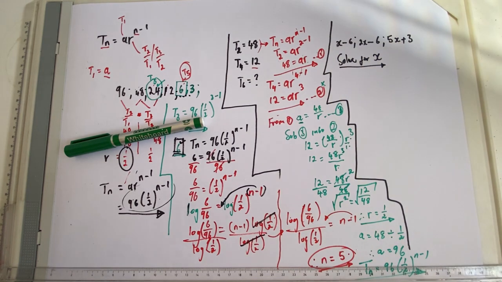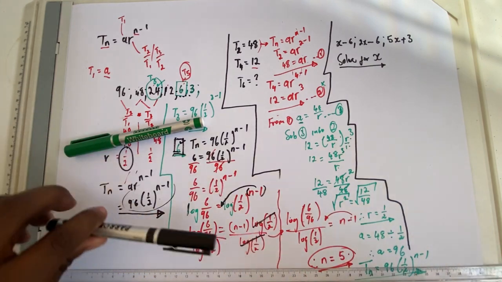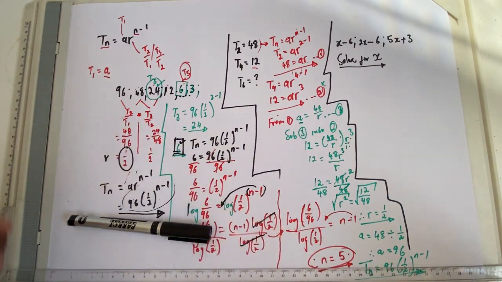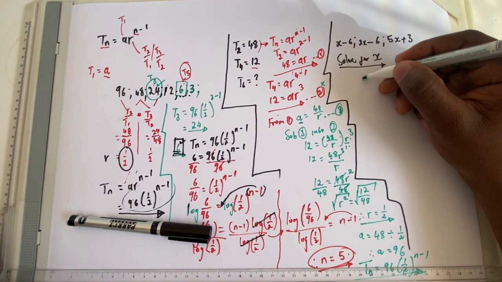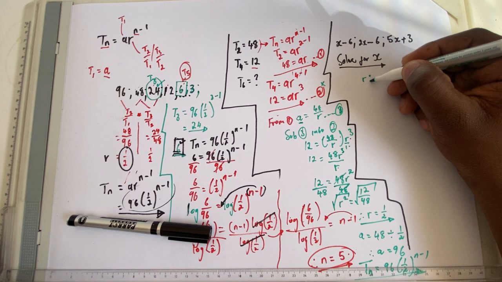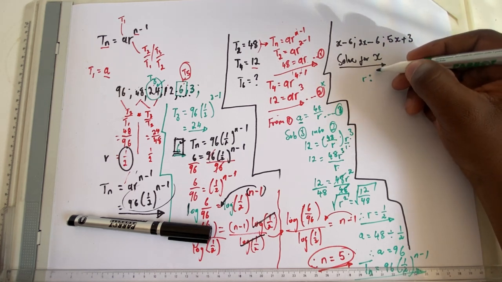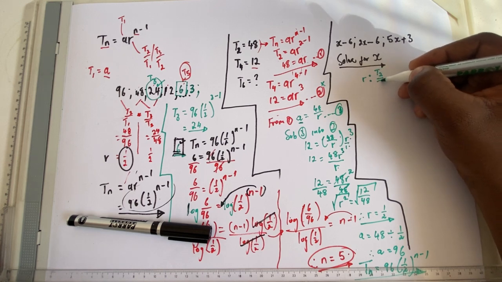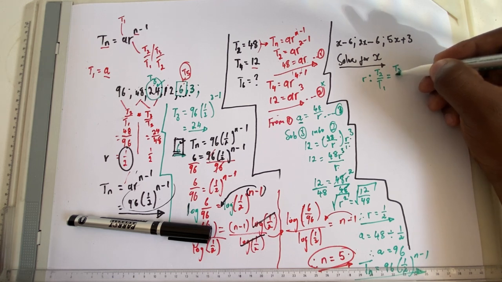Now the question said solve for x. So how will you solve for x, given that they say this is a geometric series? Now if they've given us that it's a geometric series, this is how we are going to handle it. In a geometric series you're going to be having r, but that r is not just any r. It is going to be a common r, which will be the same throughout. If I took term number 2 divided by term number 1, it will still be the same as if I took term number 3 divided by term number 2.